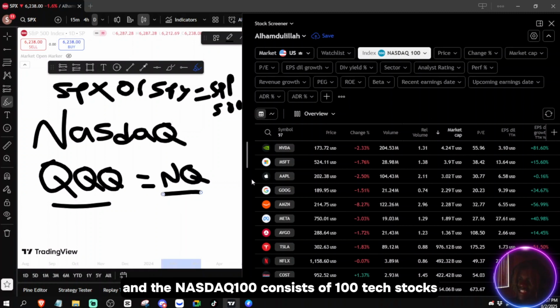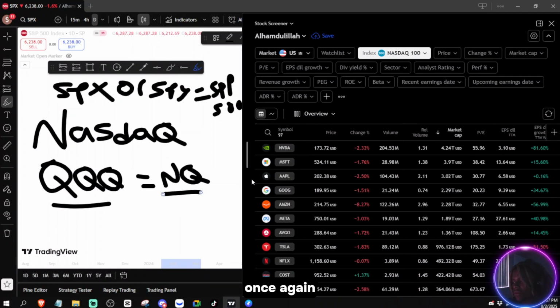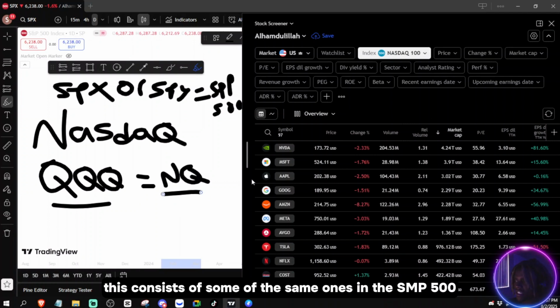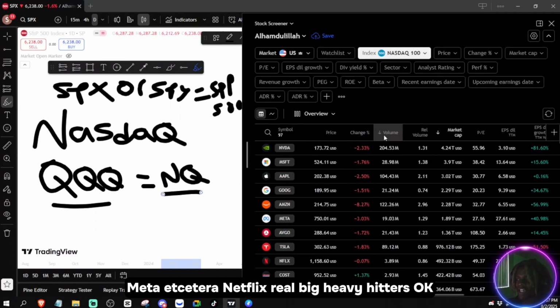And the NASDAQ 100 consists of 100 tech stocks that move the market very heavily. Once again, this consists of some of the same ones in the S&P 500, such as Nvidia, Microsoft, Apple, Google, Amazon, Meta, etc. Netflix, real big heavy hitters.